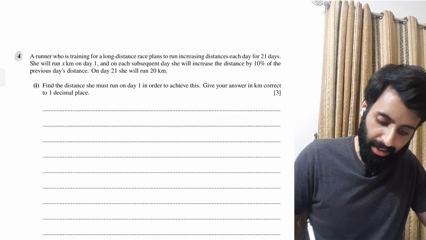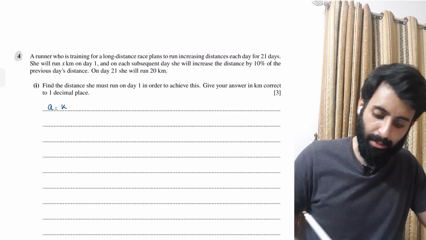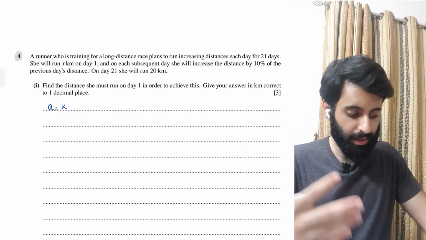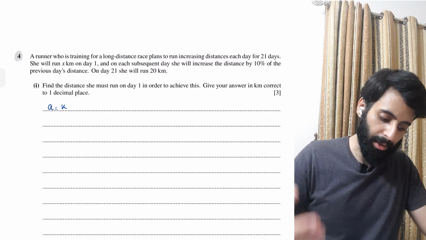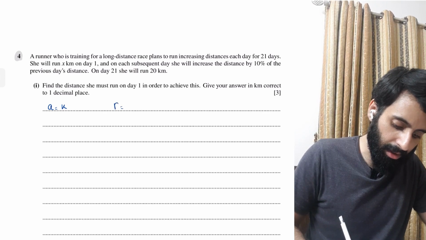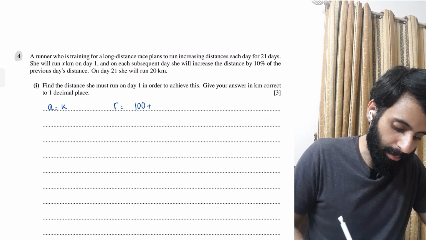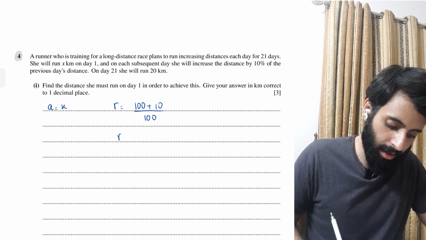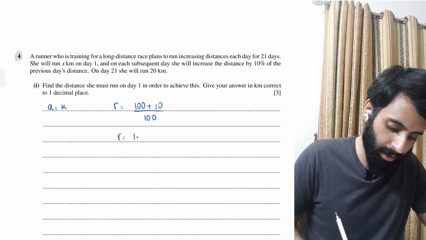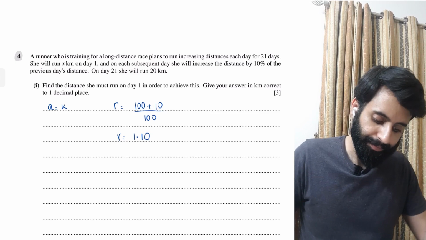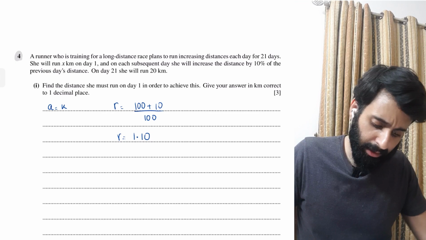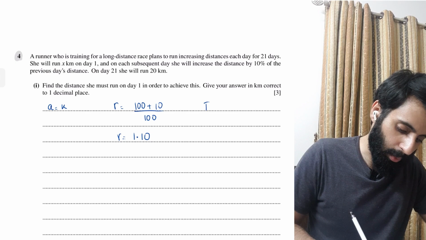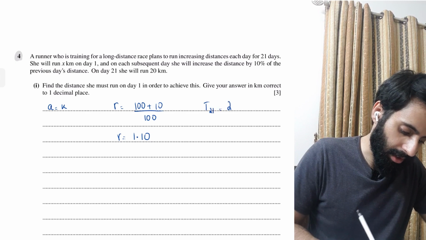Okay, so if she's running X kilometers on day 1, that means the first term is equal to X. Now if she's increasing her distance by 10%, that instantly tells you we're looking at a common ratio, and the common ratio is going to be equal to 100 plus the percentage with which she's increasing, divided by 100. So r is equal to 1.10. And what exactly does the question say? On day 21 she will run 20 kilometers. So that means the 21st term is equal to 20.